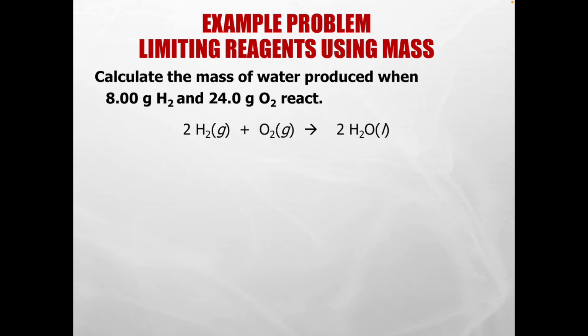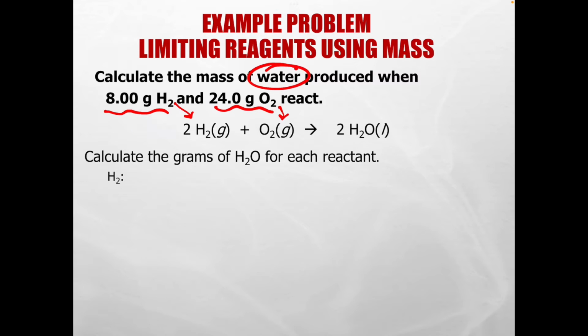So again, do you see that we're given 2 different amounts of starting material? We're given an amount of hydrogen and an amount of oxygen, and we want to know how much water. Since we have 2 different amounts of our starting material, we are going to make 2 different train tracks. And for each one, we're going to calculate grams of water. So let's do it for hydrogen first.